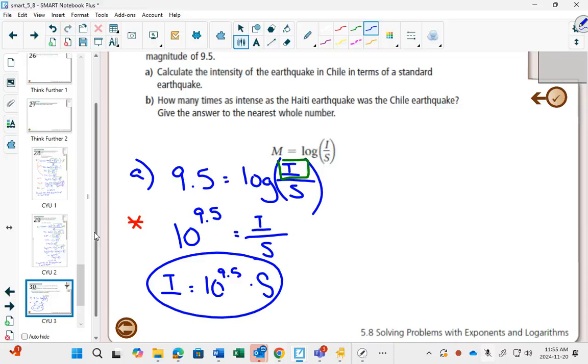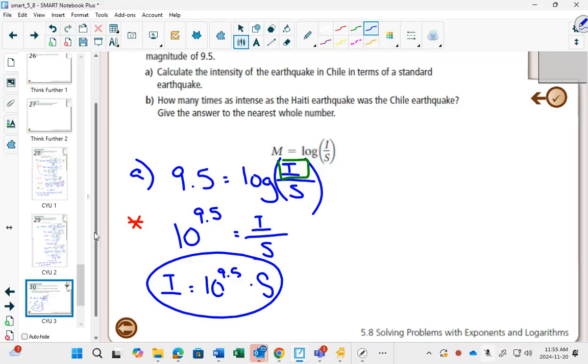Right now, we might be in Winnipeg standard. The ground is moving. Can you feel it? No. That's the standard, what we experience every day, where we don't feel anything. This would be 10 to the 9.5 times more intense than what we're experiencing right now. A way, way, way bigger number.